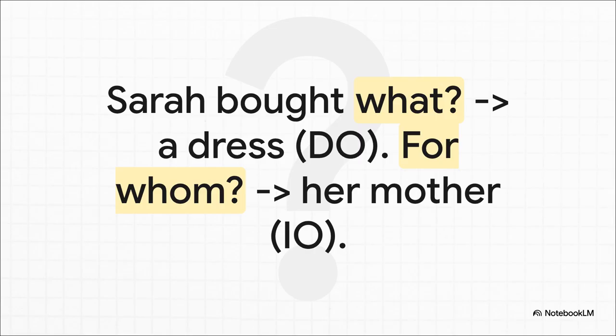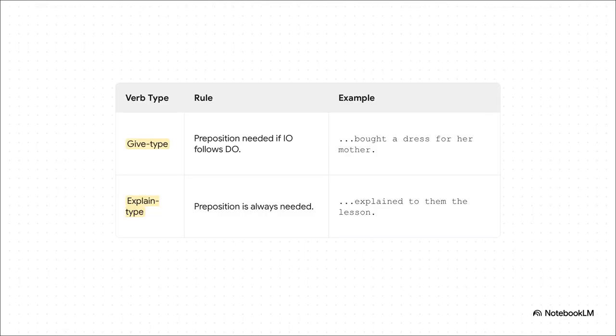That's our indirect object. Now here's a crucial director's note. Not all verbs treat their indirect objects the same way. What I call give-type verbs, like buy, send, or tell, they only need a little word like for or to if the indirect object comes after the direct object. But then you've got explain-type verbs, like explain or describe. These guys always need that little preposition, no matter where the indirect object is placed.